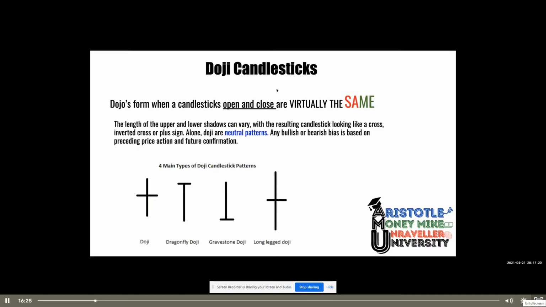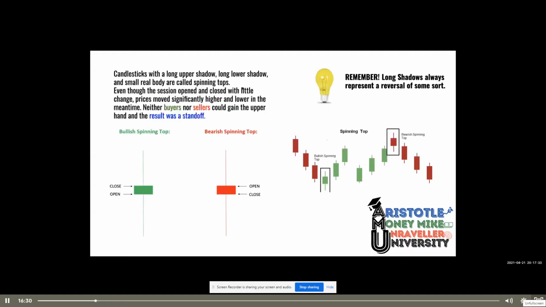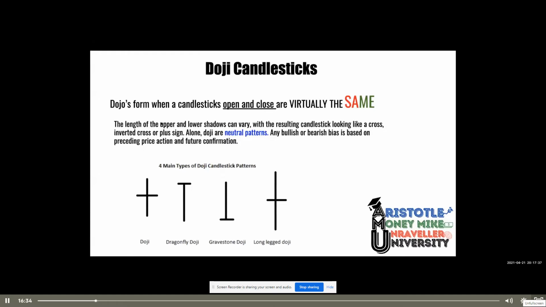Dojis form when a candlestick's open and close are virtually the same. The length of the upper and lower shadows vary. So basically, I'm going to explain in my own words, right? It opened here, its high is here, its low is here, but it came back to close at the same price. And vice versa with a dragonfly doji, right? It opened here, its low is here, but it came back to close up here.